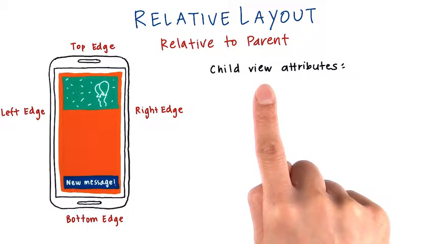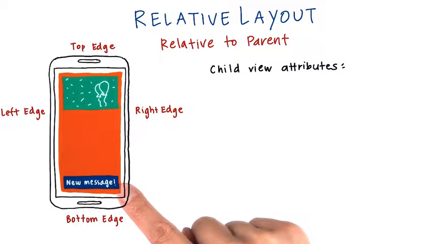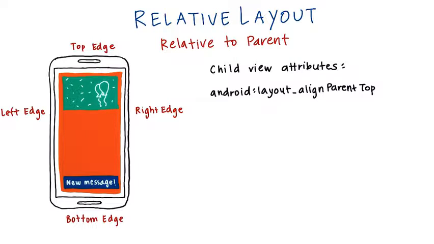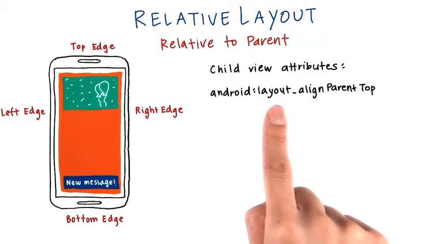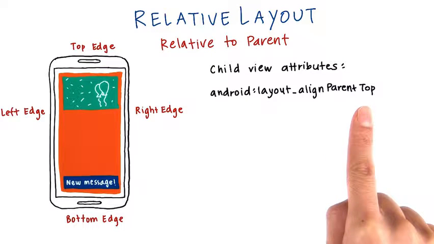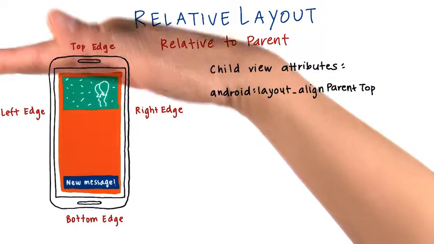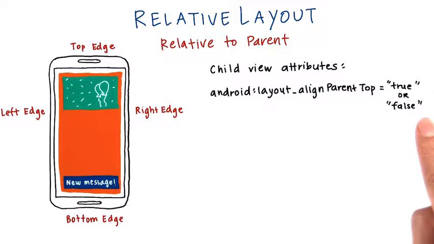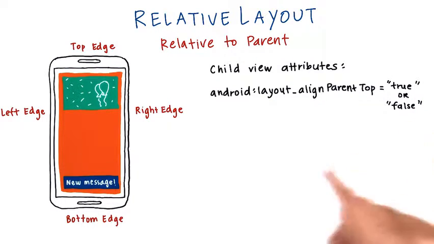On the child view XML elements, for example for the image view or text view, you would add these attributes. The attribute name follows this format, android:layout_alignParentTop. This attribute determines whether the child view is aligned to the parent's top edge or not, so the possible values are true or false. If it's true, then the view should be aligned to the parent's top edge. If it's false, then it shouldn't be aligned.